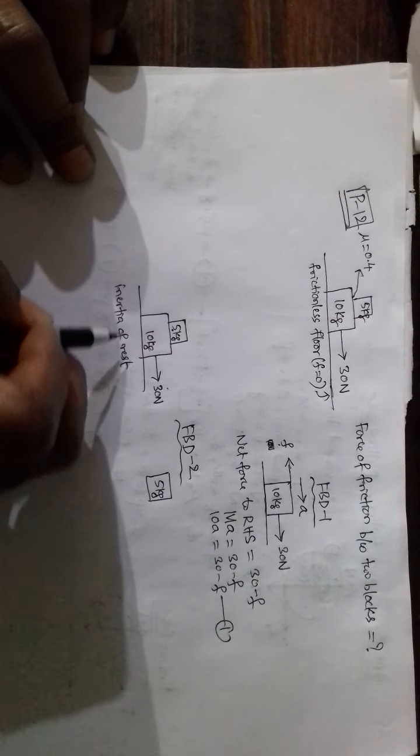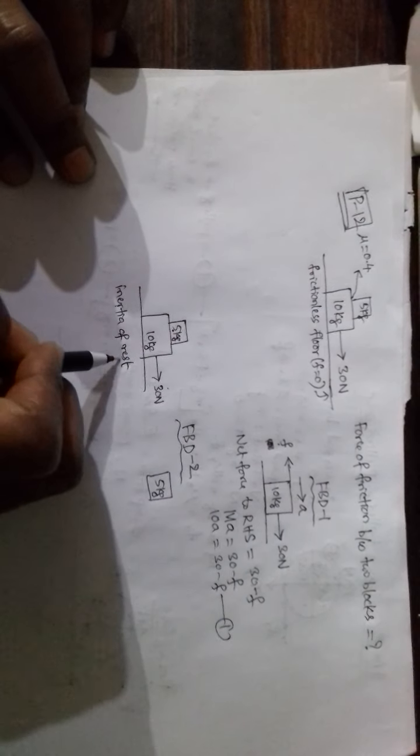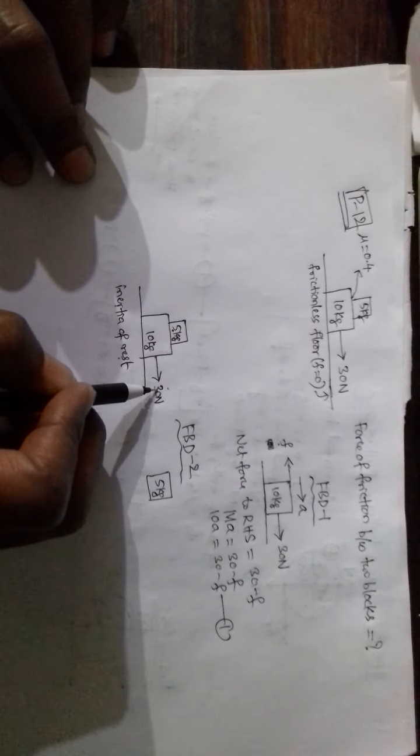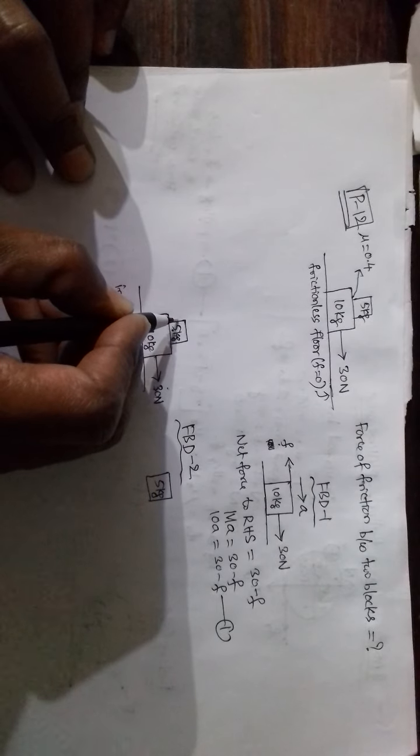This block is being moved. So that's why, this is on this, because of inertia of rest, it wants to be at rest only. But this is on this block, and this block is moved, accelerated to the right hand side. So then on this 5 kg, a pseudo force is applied to the left hand side.